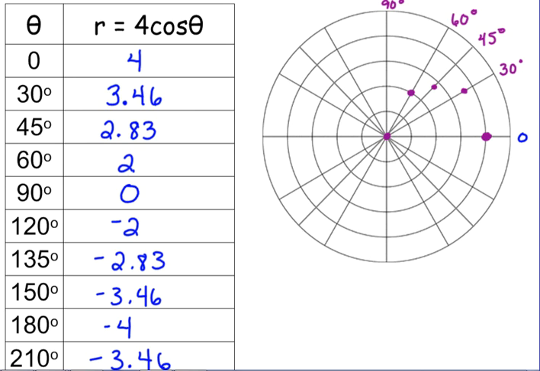All right, 120, we're going in order. 120 would be our next ray, but it has a radius of -2. So what does a negative radius do? Shoot you through the origin. So we're actually down here on, what would that be, 300? Okay, 135 is -2.83. Same thing. 135's out here, but it's a negative radius, so we go straight through the origin to the other side. So that's actually on the angle 315. Then we got 150. That also has a negative radius, so we go through to -3.46. Got some lovely symmetry going on here.